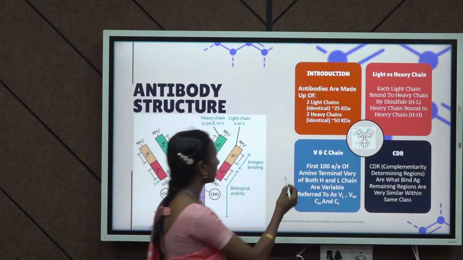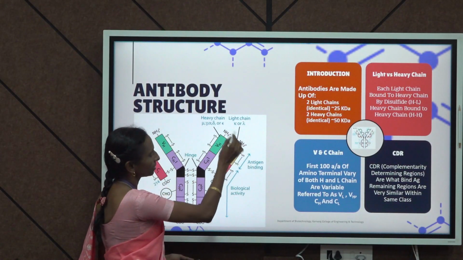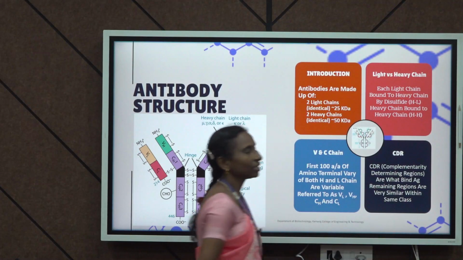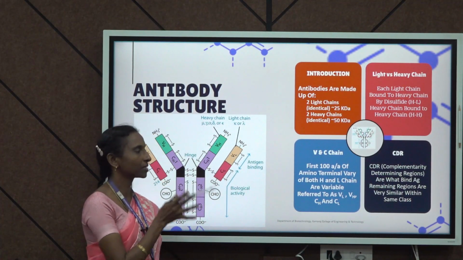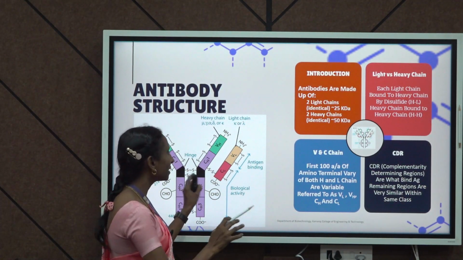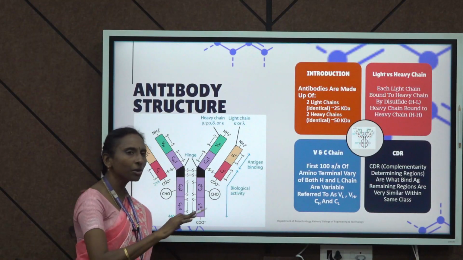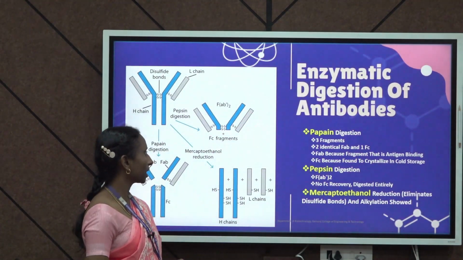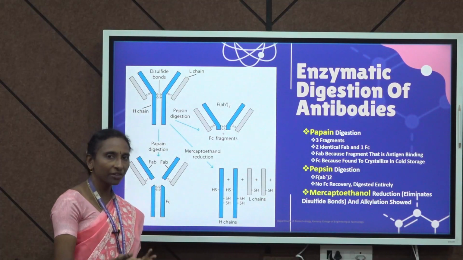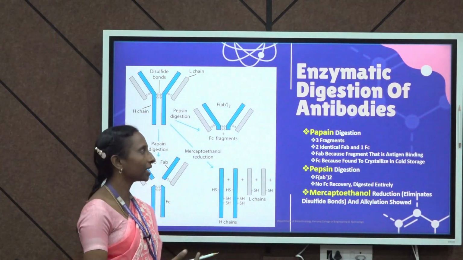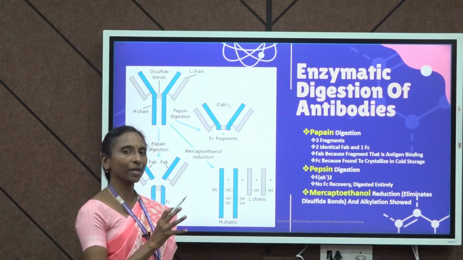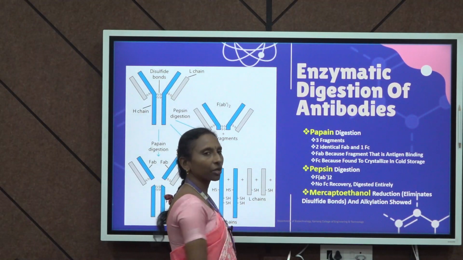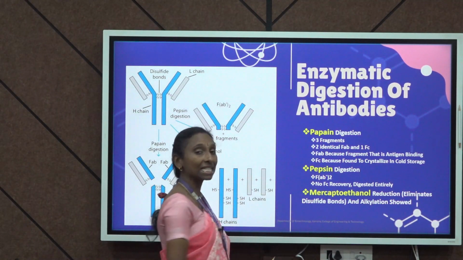And there is a special region in the beginning called the complementarity determining region. This is the area where the antigen comes and binds, and other than this, the remaining structure is almost similar in most of the antibodies. Before we delve into the structure in detail, a very important aspect with respect to antibodies is digestion of the antibodies with different enzymes.